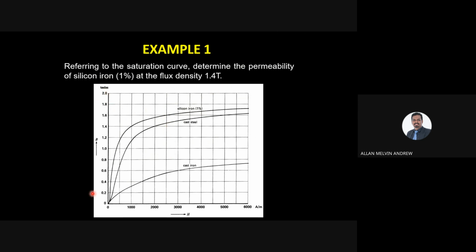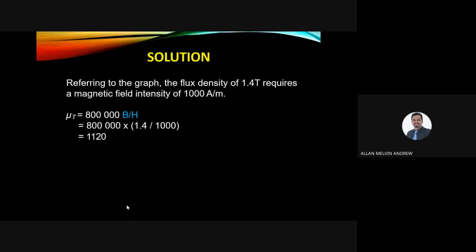So this is the flux density and this is the flux intensity. We want to find at flux density 1.4. So for this curve, the value at 1.4 is 1000 A/m. Okay, so that is the value. Now we can replace it in the formula. Referring to the graph, the flux density of 1.4 Tesla requires a magnetic field intensity of 1000. So this is from the graph.